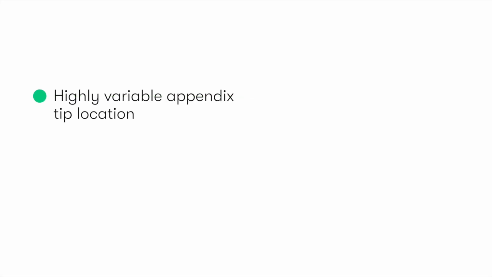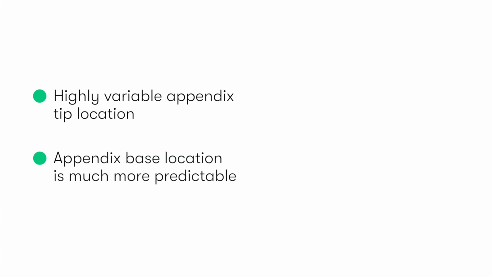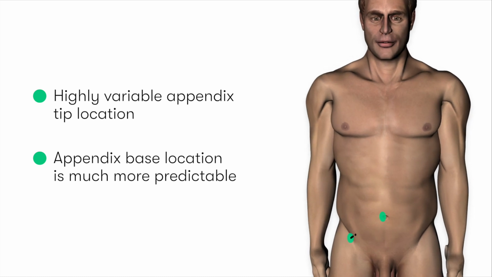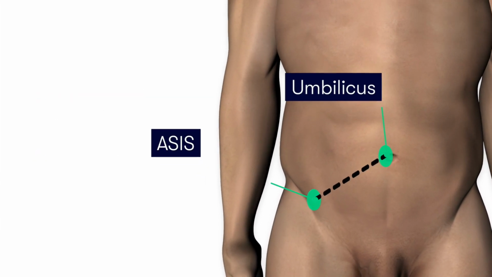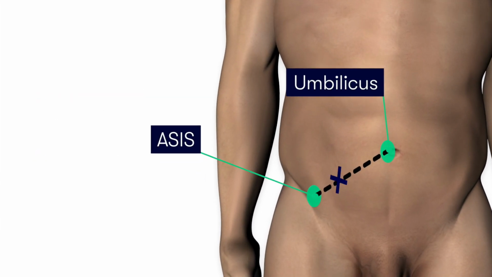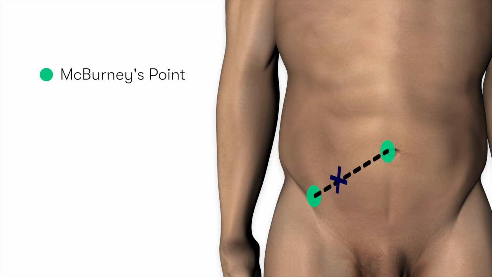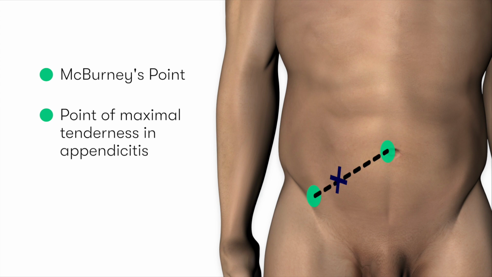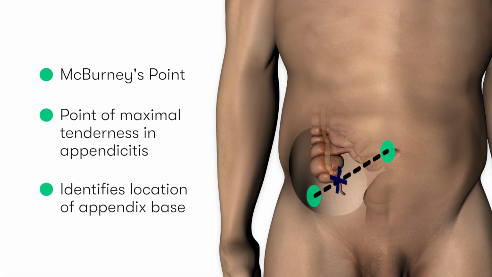As we shall see, the location of the tip of the appendix can be highly variable. However, the position of the base is far more predictable. Typically, we find it at a point 2/3 the distance along a straight line from the umbilicus to the anterior superior iliac spine, or ASIS, as we can see demonstrated here. We refer to this point as McBurney's point, after the 19th century American surgeon Charles McBurney, who described this point as being the location of maximal tenderness in patients with acute appendicitis. And here we can see how it corresponds nicely with the location of the appendix base.